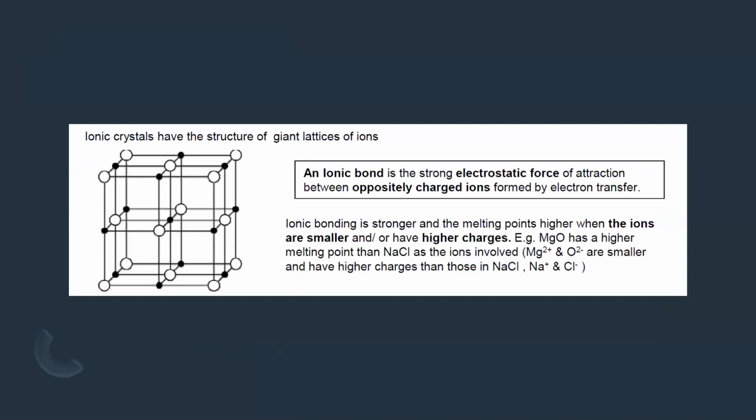Metals tend to lose electrons, whereas non-metals tend to gain electrons. Metals will form a positive ion and non-metals will form a negative ion. And the electrostatic attraction between the unlike charges holds them together by a strong force. This attraction is known as ionic bond, and the structure is known as the lattice.